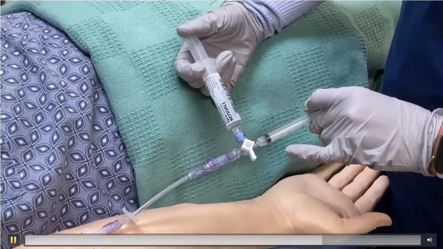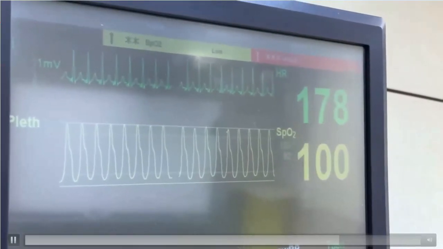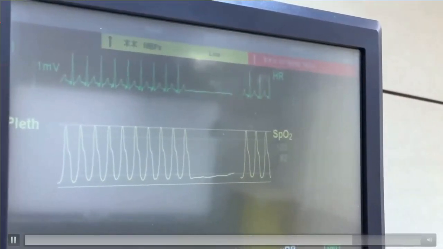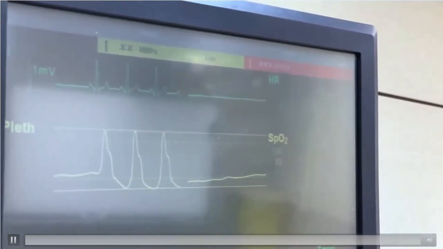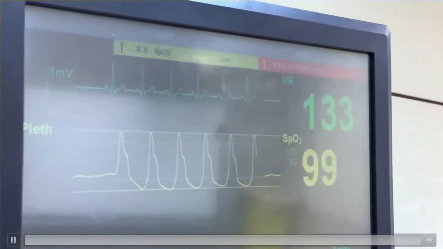So notice how quick they had to flush in the adenosine, and then you see that the rhythm goes into an asystole or flat line, and then picks up as a sinus rhythm again after that.